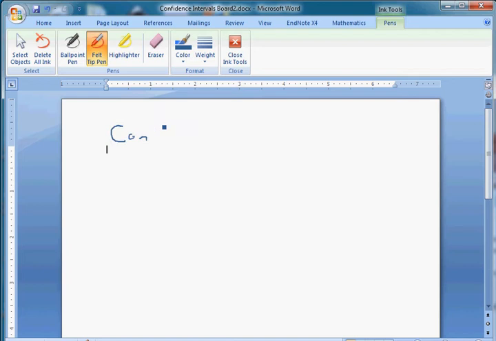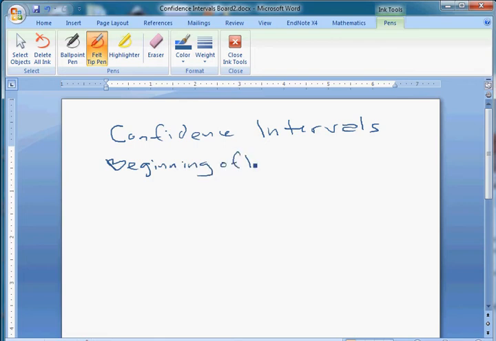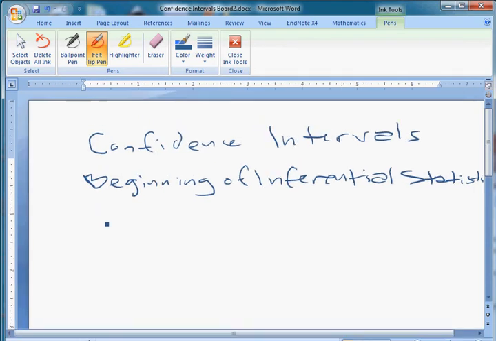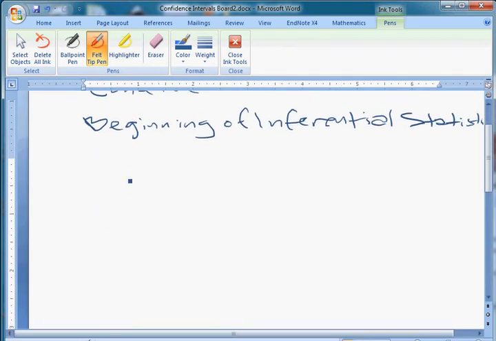So, confidence intervals. What haven't I told you yet? Well, let's assume that I haven't told you anything. We've done sampling distributions. This is where we start adding value. This is the beginning of inferential statistics. What that means is we're beginning to add value. We're beginning to say things about the way the world works outside of just our lab, or wherever we get our data.